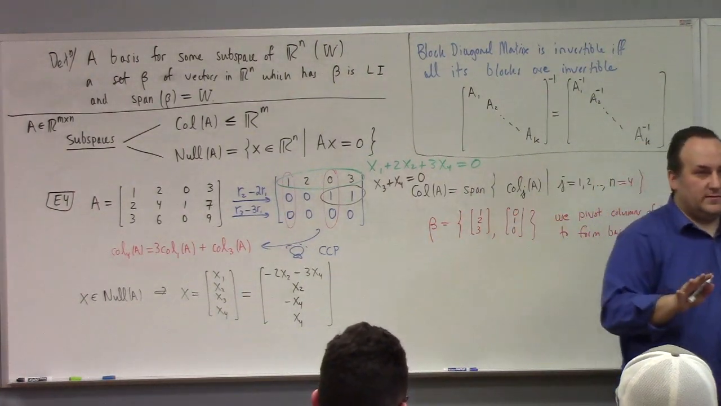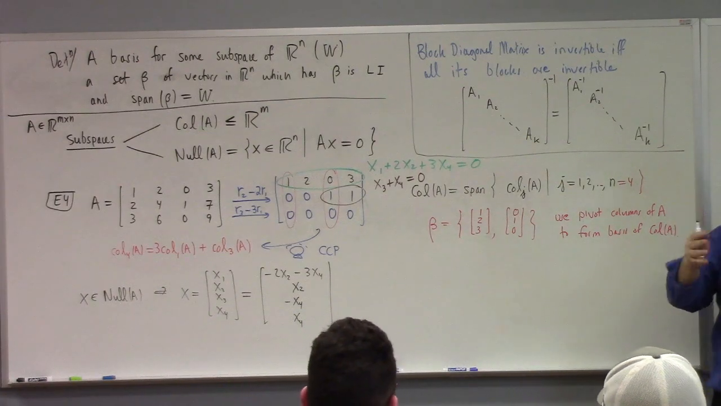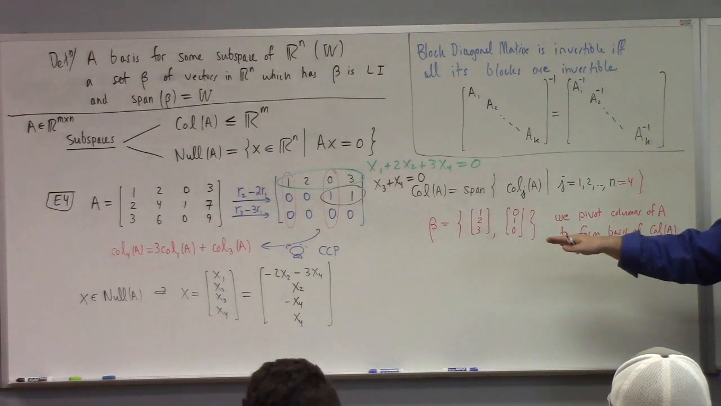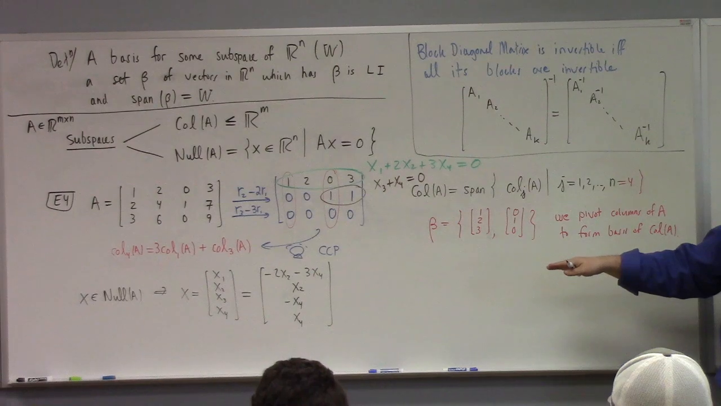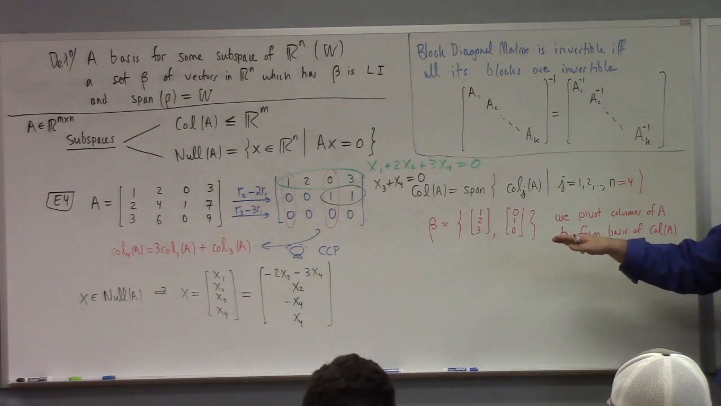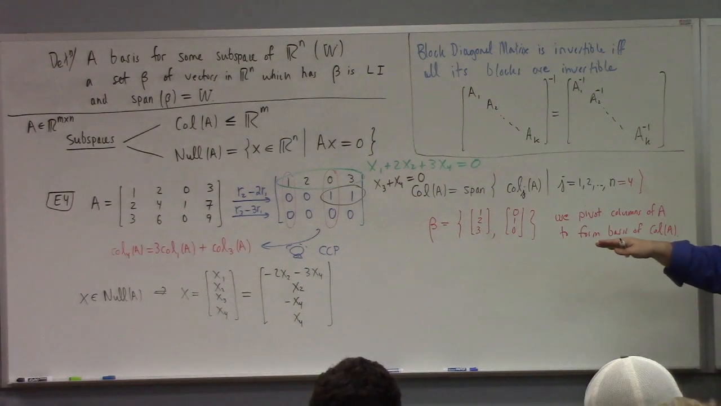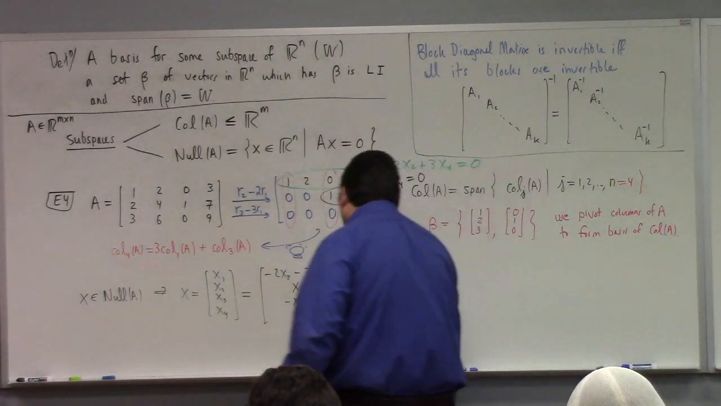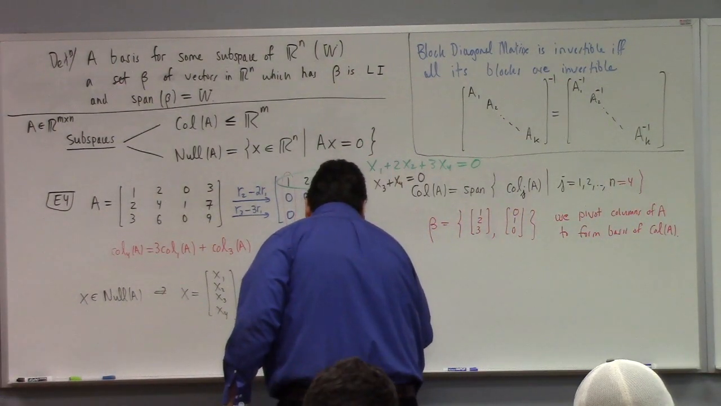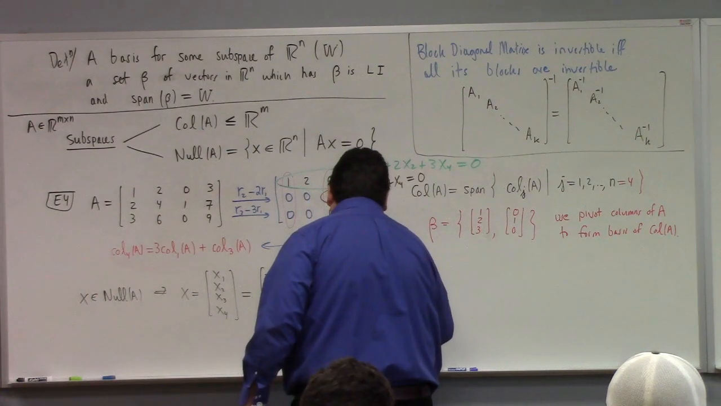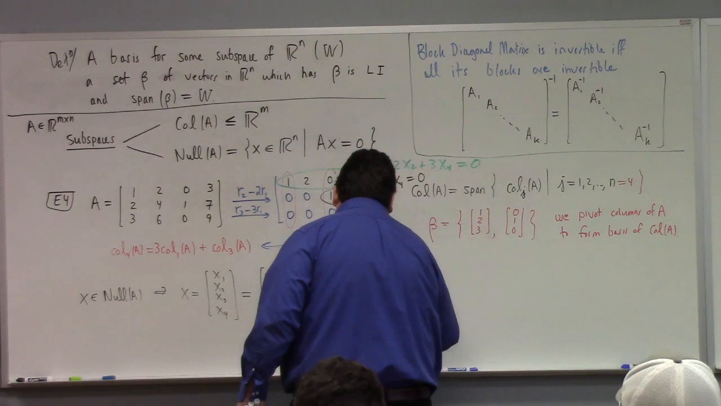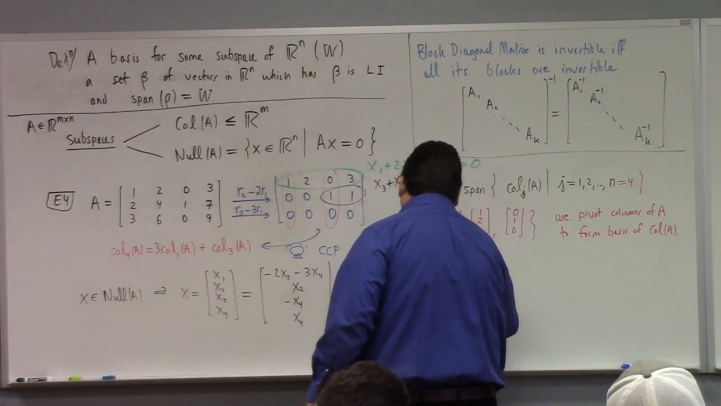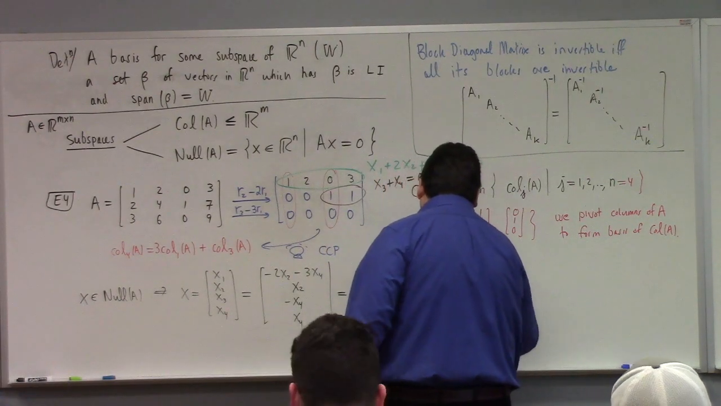This is always possible in the following sense. You can always write the solution for x in the null space as a parameterized vector, where the parameters are the non-pivot variables. The non-pivot variables here are x2 and x4. Now once I do this, I can factor out x2. x2 times minus 2, 1, 0, 0, plus x4 times minus 3, 0, minus 1, 1.